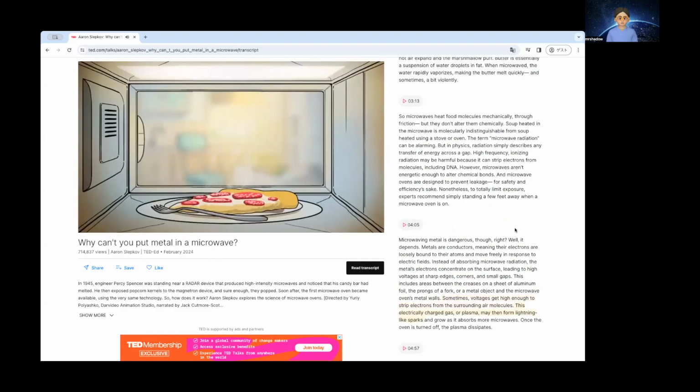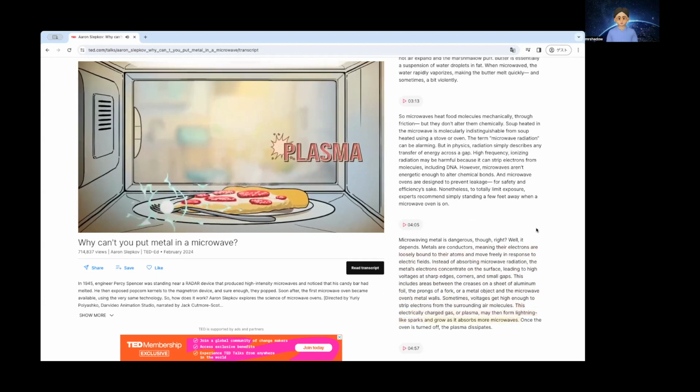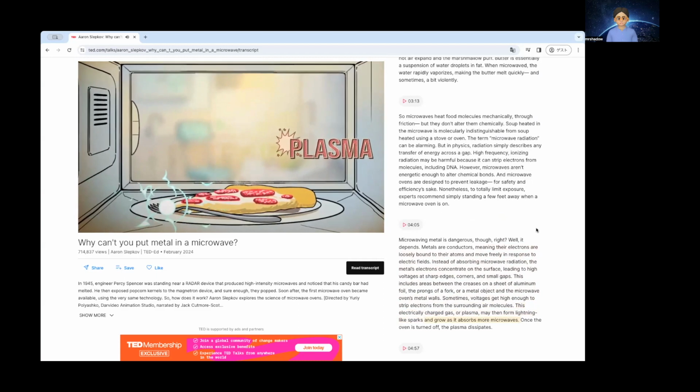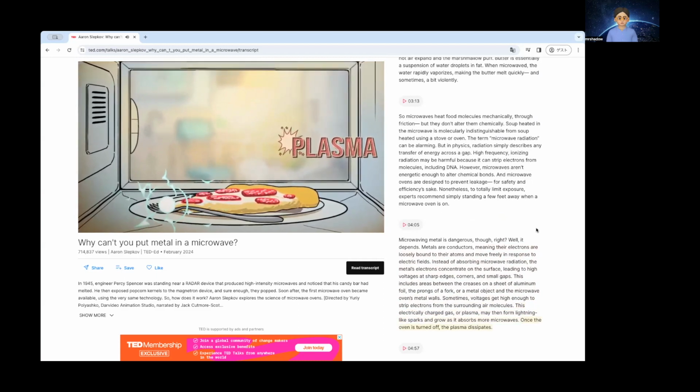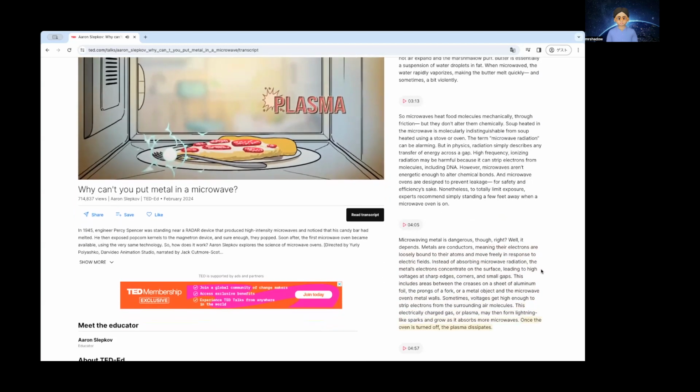This electrically charged gas, or plasma, may then form lightning-like sparks and grow as it absorbs more microwaves. Once the oven is turned off, the plasma dissipates.